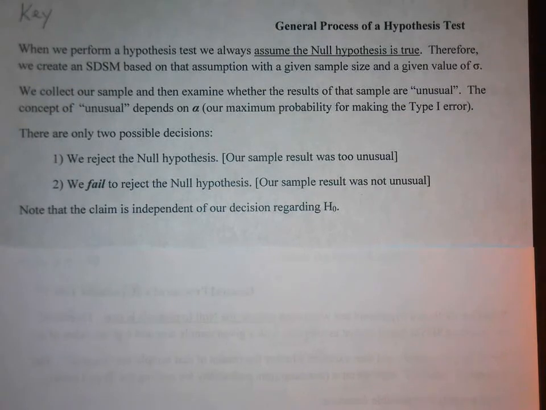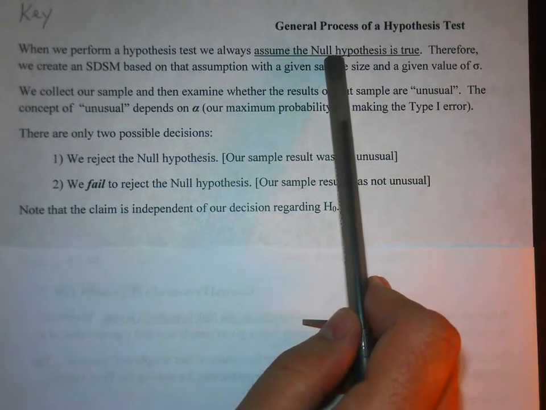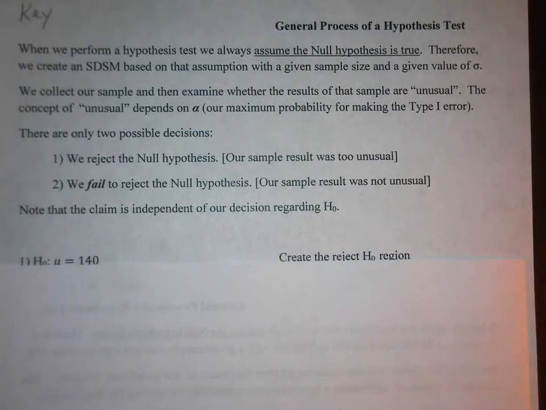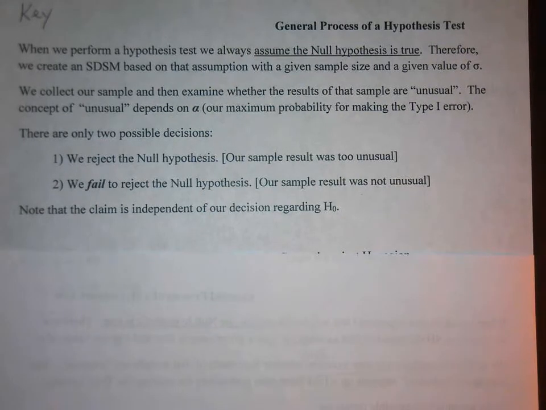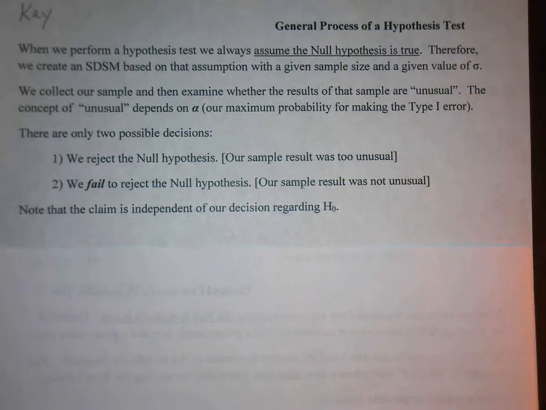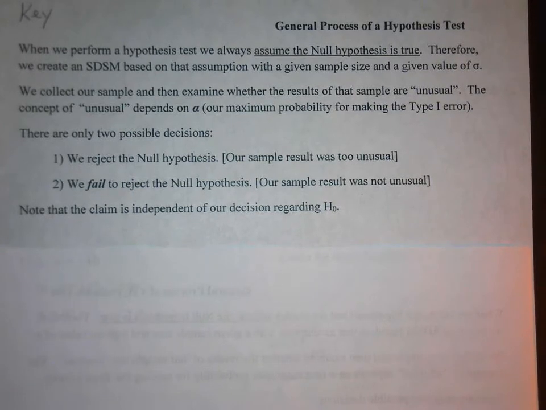We're going to go through the process of hypothesis test. When we perform hypothesis test, we always assume the null hypothesis is true. Therefore, we create an SDSM based on that assumption with a given sample size and a given value of sigma. We collect our sample, and then we examine whether results of that sample are unusual. The concept of unusual depends on alpha, which is our maximum probability for making the type 1 error, like sending an innocent person to jail.